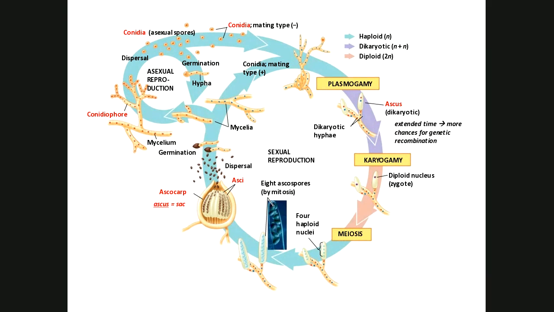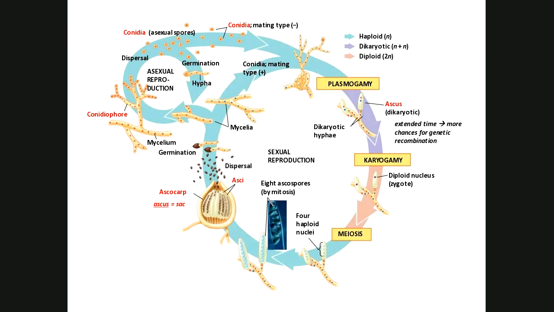But you have these asexual spores, these things we call conidia, and that's a term we use to specifically refer to the asexual spores that these type of fungus, these ascomycetes, produce. Conidia, or these asexual spores, are produced on conidiophores.